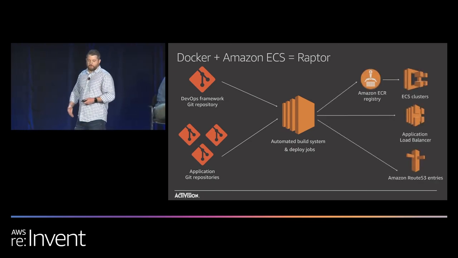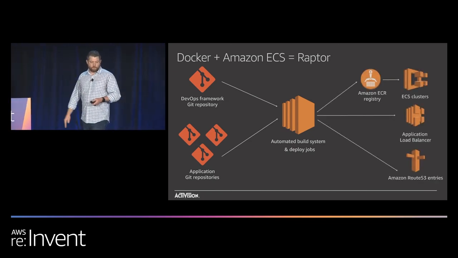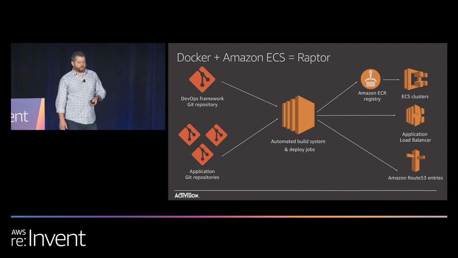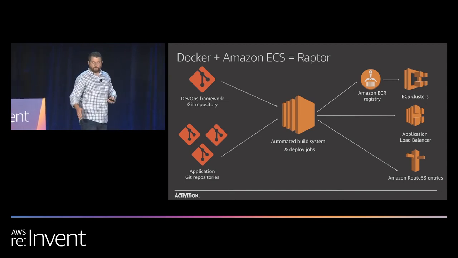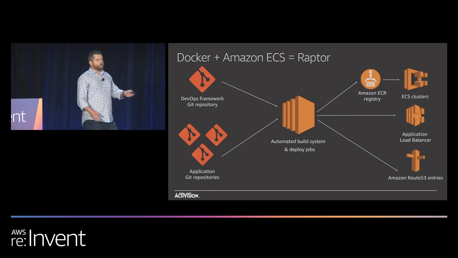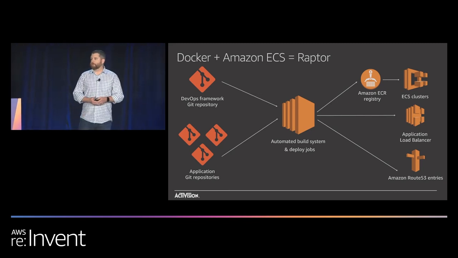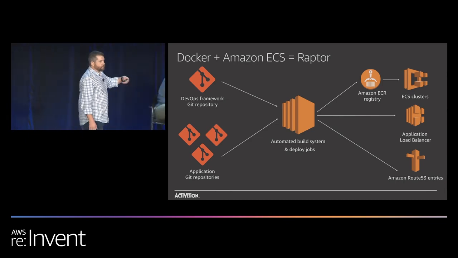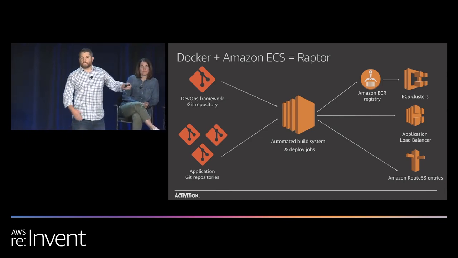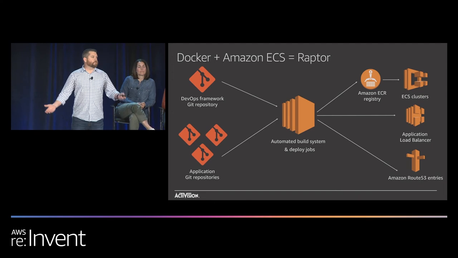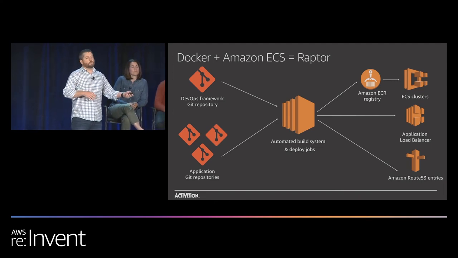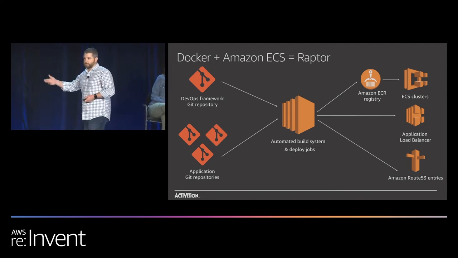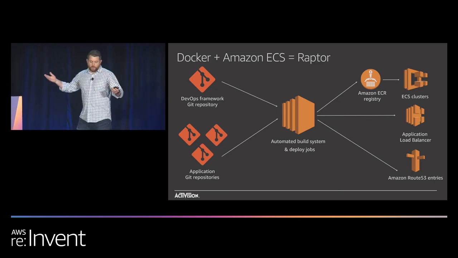Raptor does its work, stores Docker images into ECR, deploys out to ECS, application load balancers, Route 53 entries, and whatever Amazon service we choose to integrate within our framework. We just did EFS volumes. If developers need permanent storage in their applications, they're able to use an EFS mount in order to permanently store whatever their application needs.